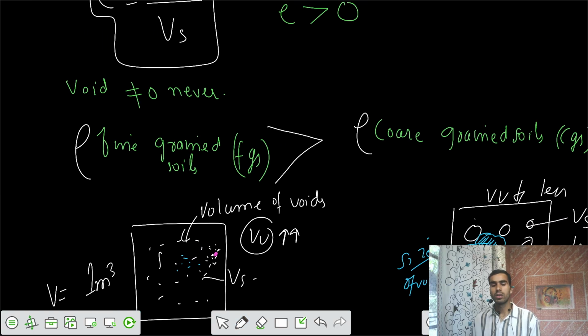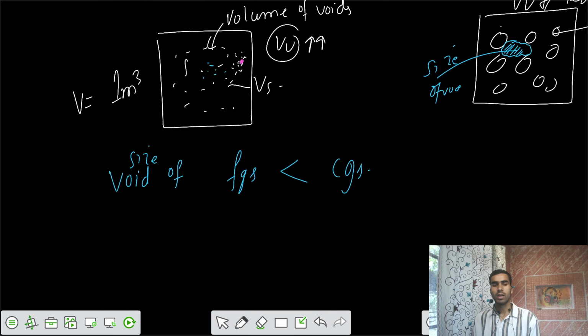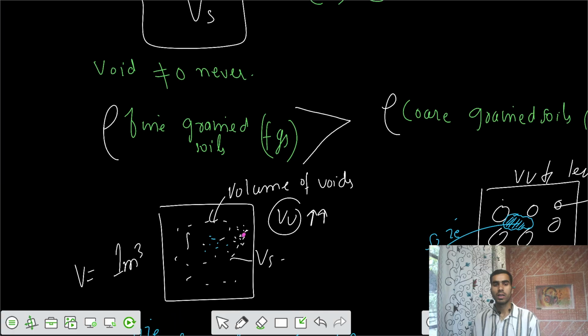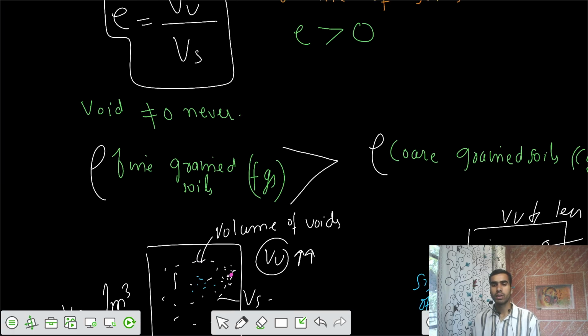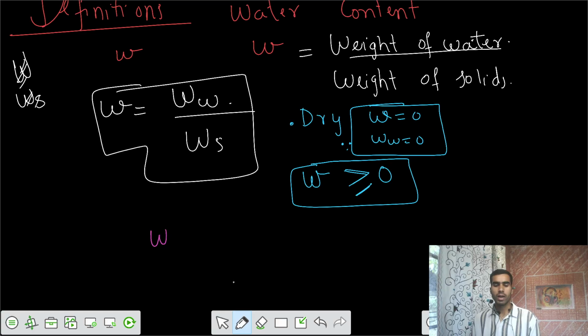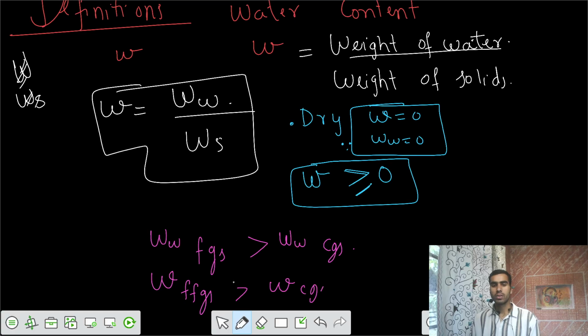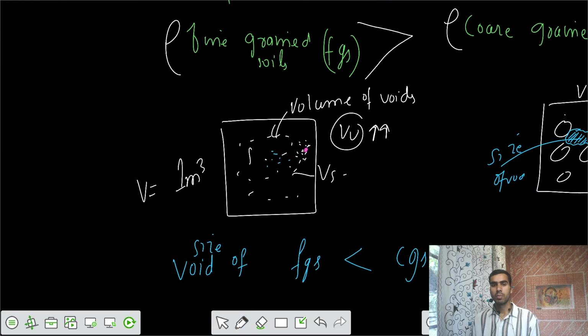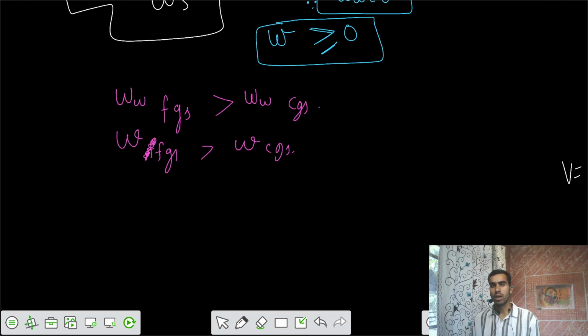But void ratio is a different term. Void ratio is not void size. Void size is a different thing, and void ratio is a different thing. Void ratio for fine grained soils is greater than for coarse grained soils. Similarly, we can have more weight of water in the fine grained soils as compared to the coarse grained soils. So we can say water content for fine grained soils is actually greater than water content for coarse grained soils, because we have more voids, which means more water can be present in them.